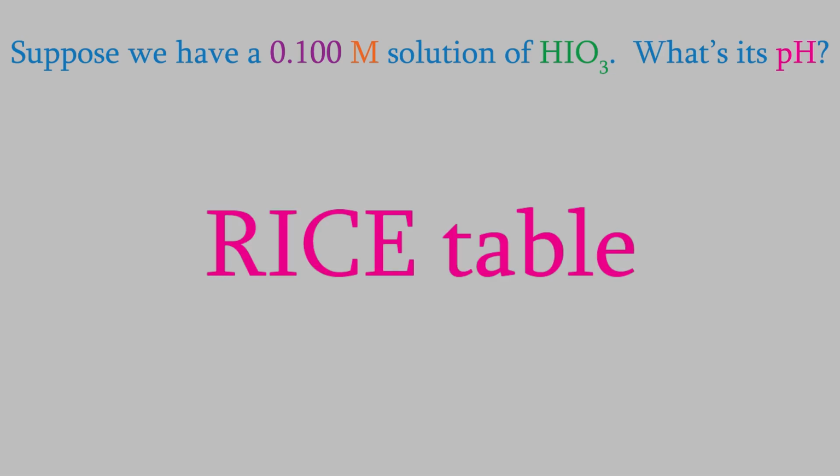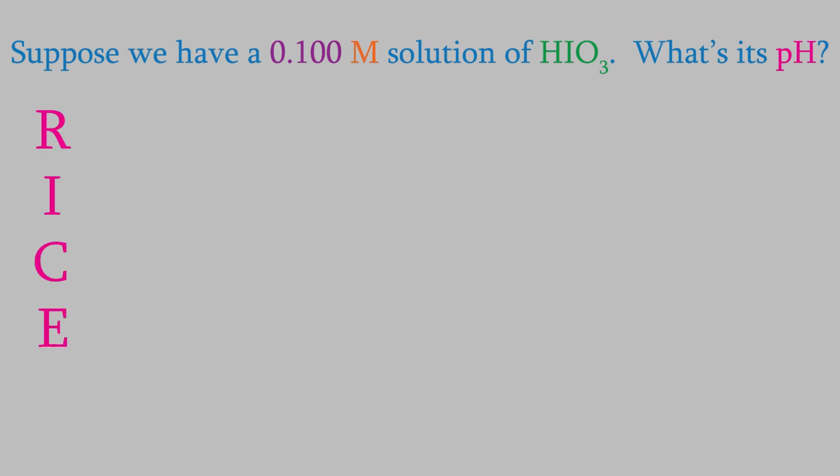If you don't remember how Rice tables work, it would be a good idea to go back and look at those two videos now, because we're going to use them a lot in the rest of this video and in class. So, here's our Rice table. From the last video, you should know that the acid dissociation reaction for iodic acid is this.